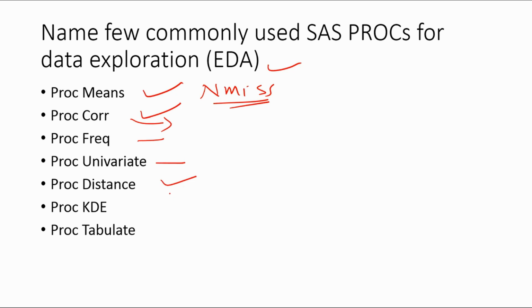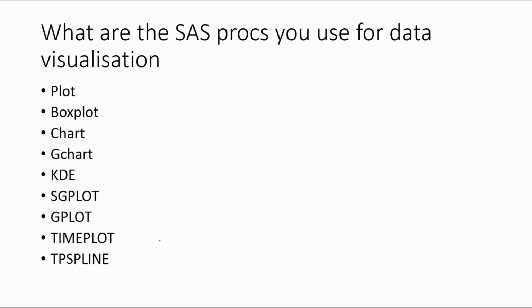Proc distance is an important one, where you can find the distance or close relationship between different data points. Proc KDE, if you want to plot a kernel density for your data, you can use proc KDE. Proc tabulate, especially for creating reports, this is very useful. So these are some of the important SAS procs you can use for data exploration.